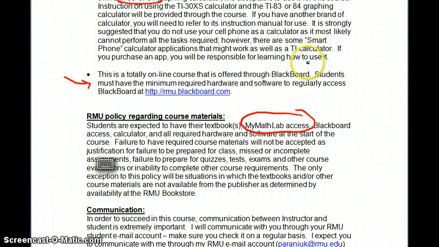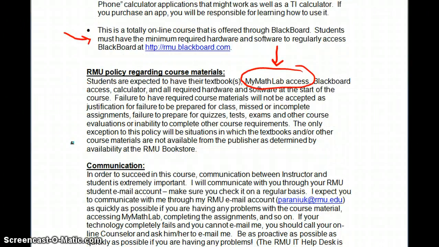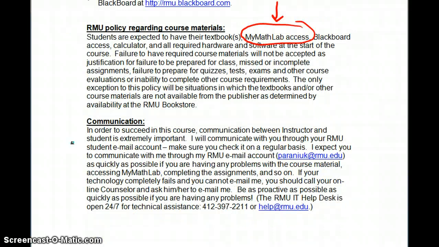The biggie here is going to be getting that My Math Lab access and joining my class in My Math Lab. If you have questions about that, let me know.